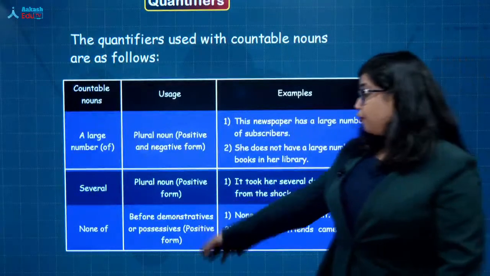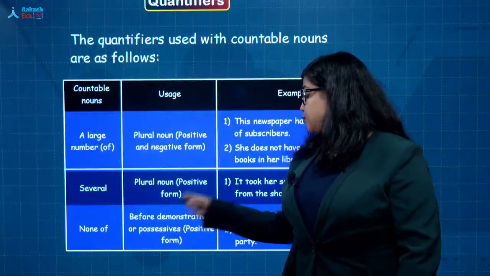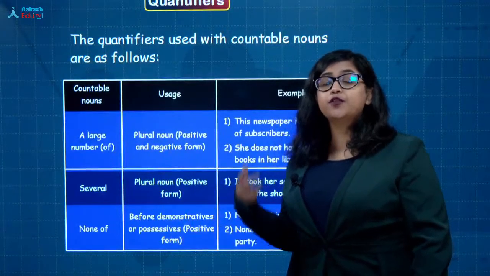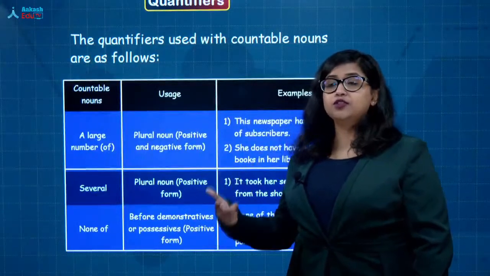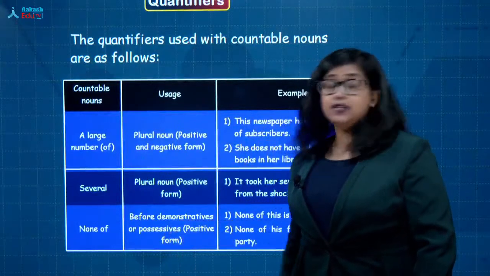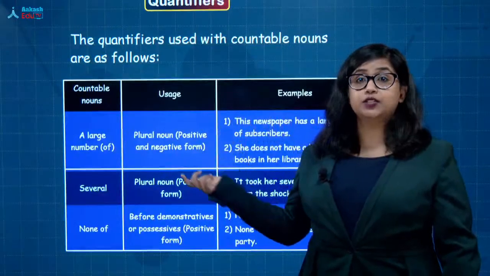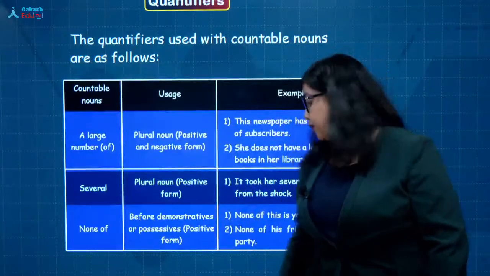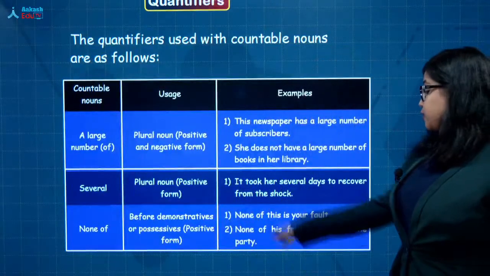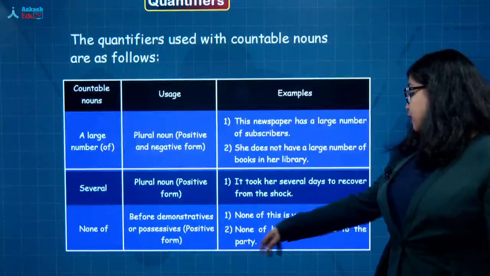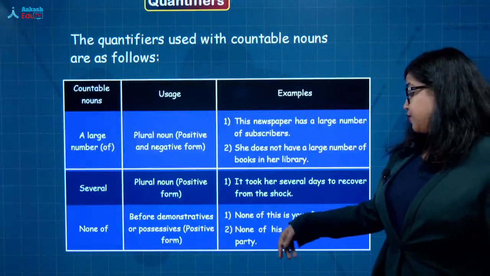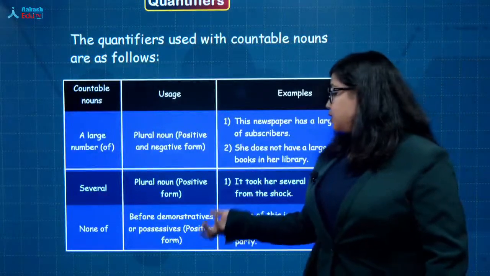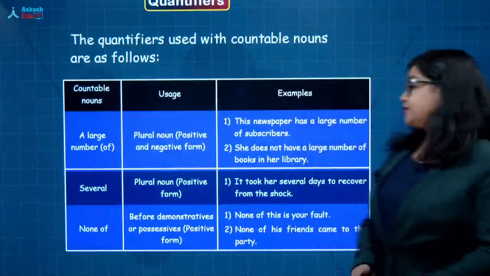Now, none of. The word none of is used before demonstratives or possessives. Demonstratives are this, that, these and those, and possessives are my, his, her, our, their and its. None of this is your fault, used with a demonstrative. None of his friends came to the party, so his friends becomes a possessive. With none of we always use demonstratives or possessives.